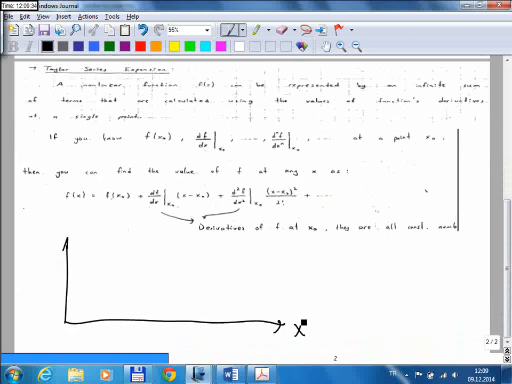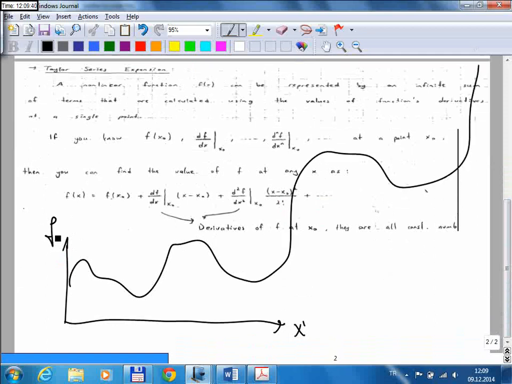So let's say x is a scalar, and your function looks like this. It can be anything, right? So this is f of x. And let's say this is your x0 point. Okay? And you only have information at this point and nowhere else. So this is the value of the function f(x0). Its first derivative is the slope at that point, right? So this is the first derivative, df by dx at x0. And then the second derivative, third derivative, fourth, all derivatives up to infinity.